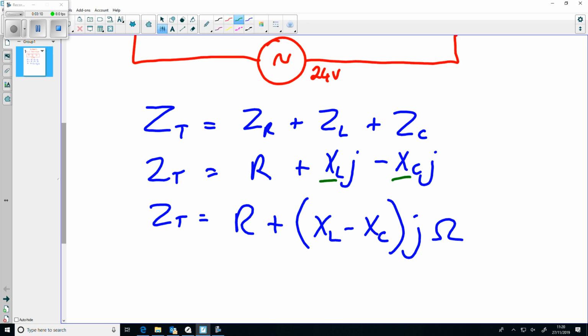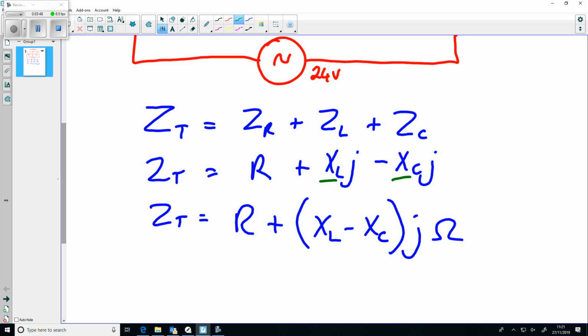The XL and XC bit is the magnitude, and then the J gives you the angle: positive 90 degrees, or positive pi over 2 radians, and negative pi over 2 radians, because ZL and ZC are complex quantities. They are vectors, direction as well as size. If we included the J for the R, it would be 0 anyway, so we leave it off. You're all happy with that so far?